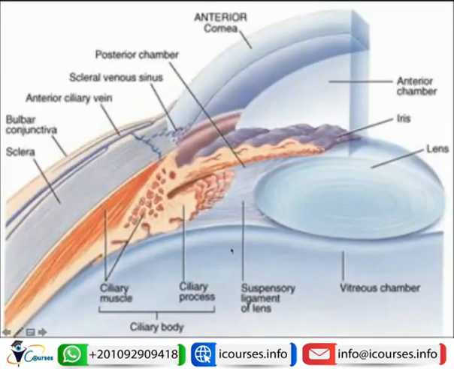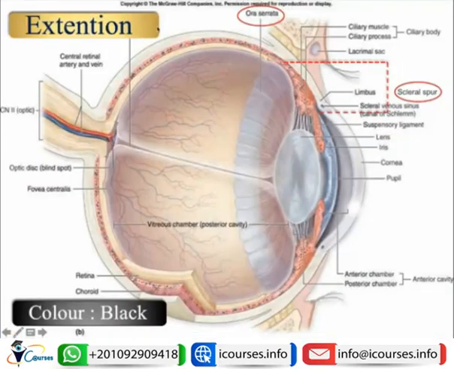So what are the regions or the parts of the ciliary body? We have two main parts. We have the ciliary process, which is called the pars plicata, and posteriorly we have the pars plana, and we will come to this now. So all this is the extension of the ciliary body from the scleral spur anteriorly to the ora serrata posteriorly. The color of the ciliary body is black.